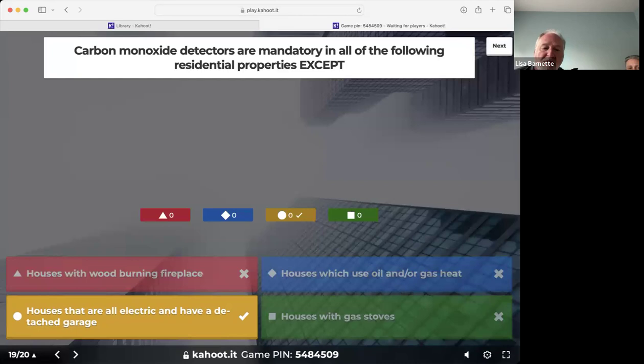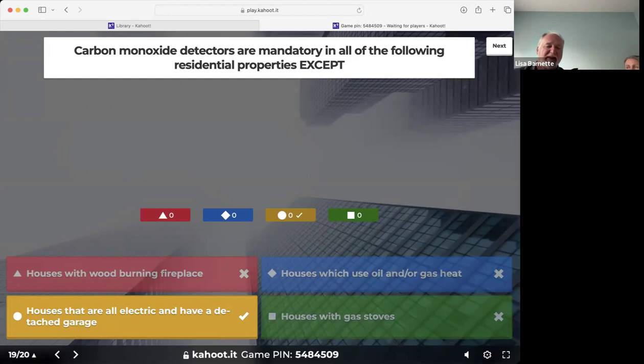Okay. Notice the one that is accepted: houses that are electric and have a detached garage. Now, there's two things that's interesting about that. An all-electric house is not going to produce carbon monoxide because carbon monoxide is created by the burning of fossil fuels. So if it's all electric, those fossil fuels are being burned somewhere else. And if it has a detached garage, the idea of the attached or detached garage: attached garages, you do actually have to have a carbon monoxide detector.